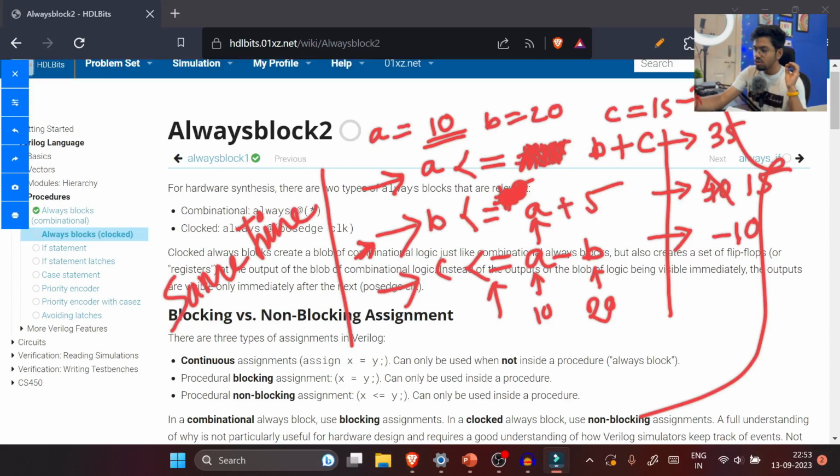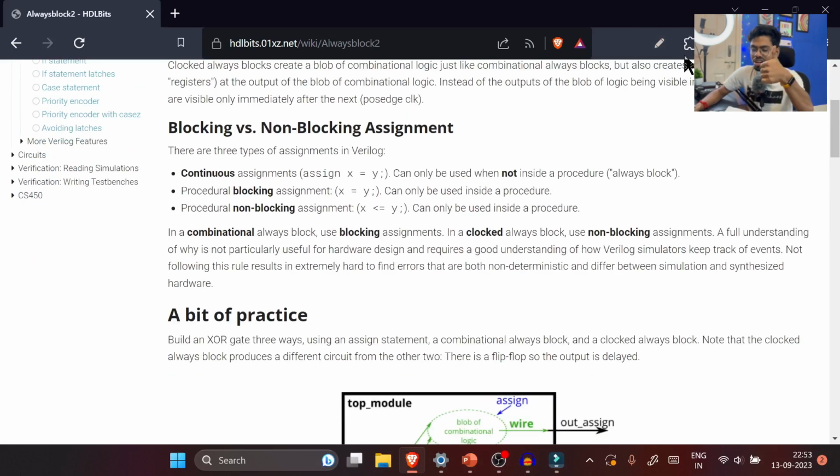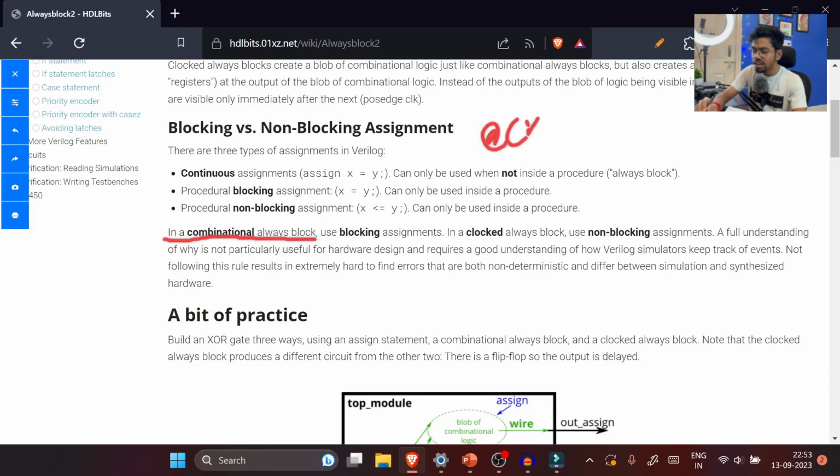Now, what's the rule? How should we go? In HDLBits, they have done a wonderful thing. They have just given you a golden rule of thumb, and they are saying it here. See, they are saying that in a combinational always block, what does a combinational always block mean? Any block which has an asterisk in the sensitivity list, they have an @ star. So anytime you are using that type of always block, use blocking assignment.